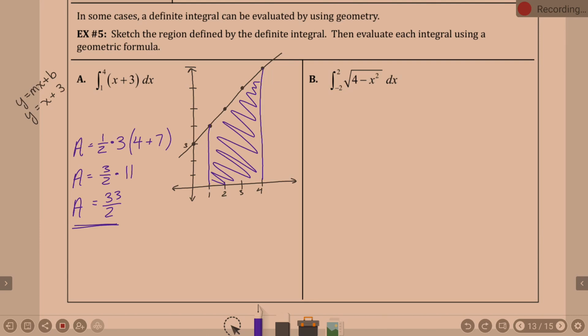Okay, B. This is a common one in calc. They love to throw this one in. The one we just did is one that you will easily be able to integrate soon. This one is one that we never really learned how to integrate. They like to throw it in because they like you to recognize it for what it is and find the area by hand, geometrically.